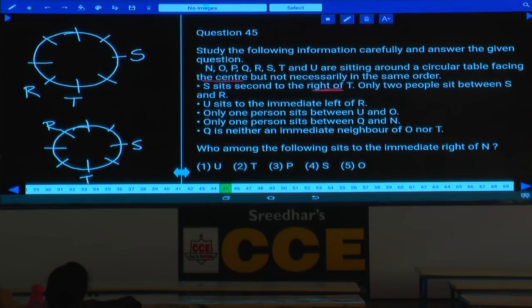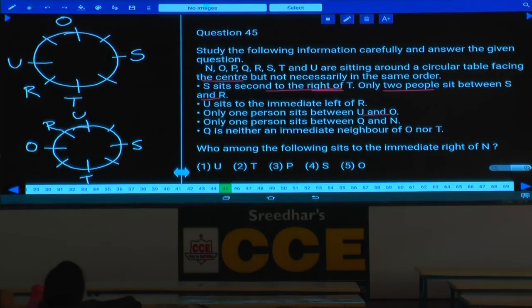Then S sits second to the right of T, only two persons between S and R. U sits to the immediate left of R. As U is to the immediate left of R, and only one person between U and O. As one person is between U and O here, O must be at this place opposite to T. Here, one person between U and O is opposite to S.